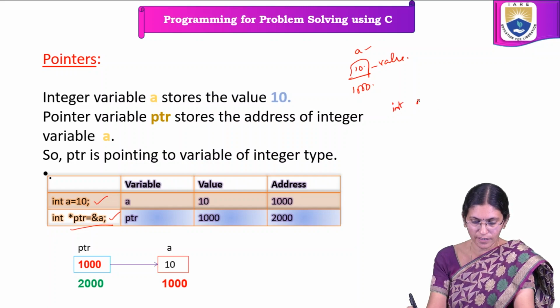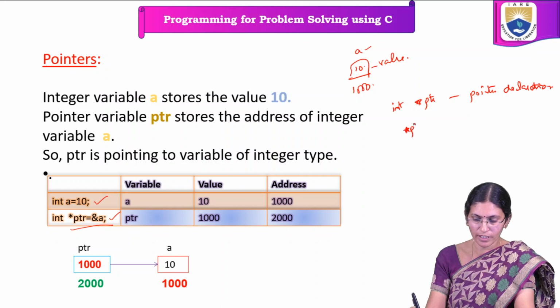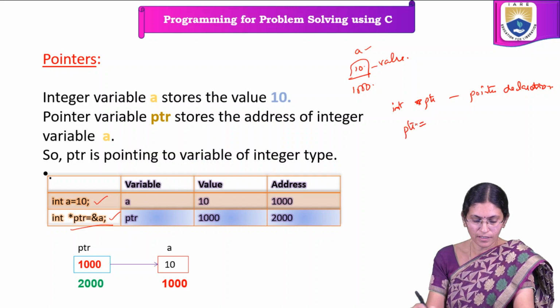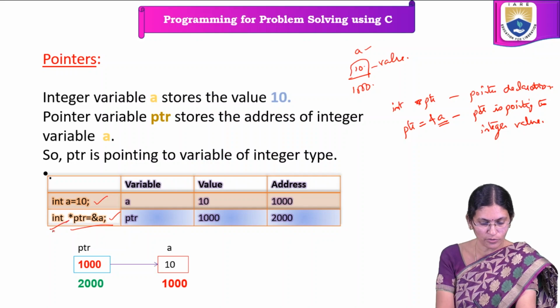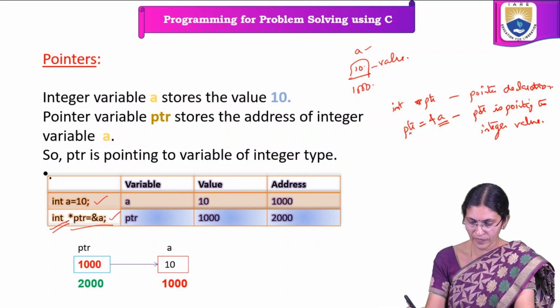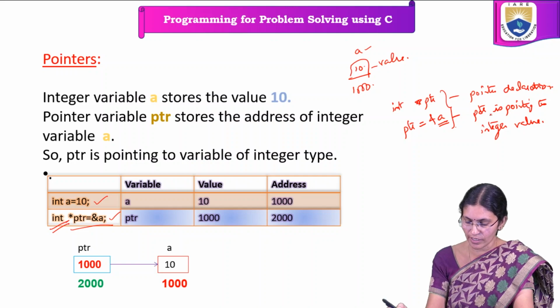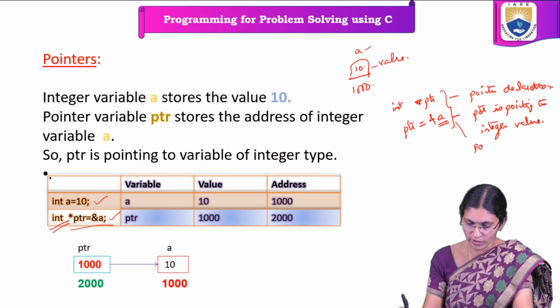One way of doing it is int star ptr. This is pointer declaration. After pointer declaration, we write ptr is equal to the address of a. Now ptr is pointing to an integer value. ptr is storing the address of a variable which stores an integer value. Therefore we need to declare the data type as integer here. So these two lines are pointer declaration and initialization. This is pointer initialization.